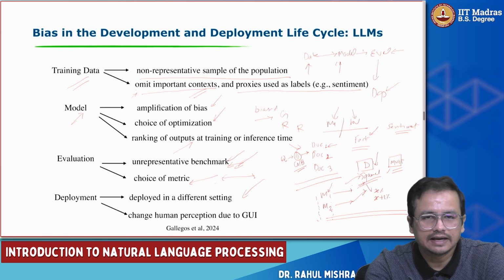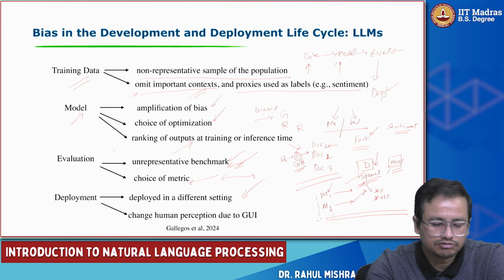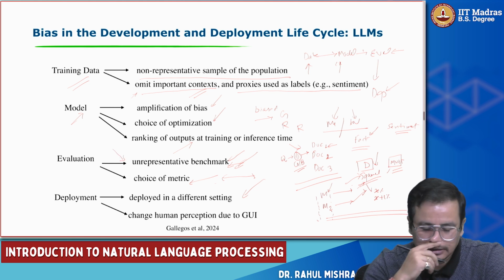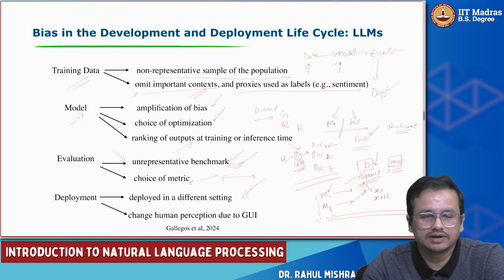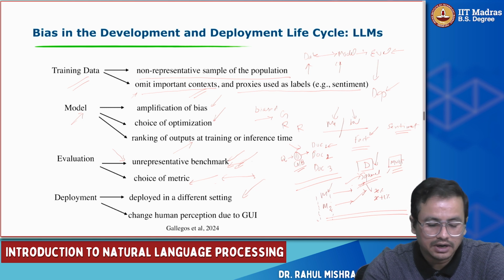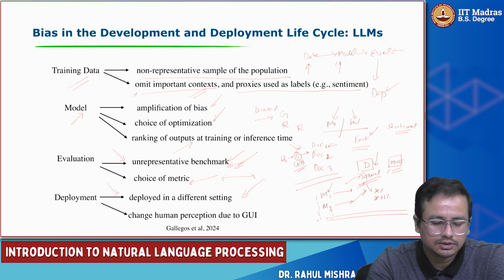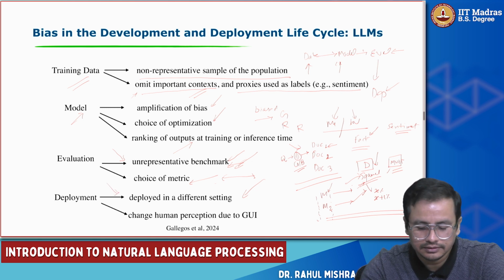Then at modeling time you were super proactive about not having biases, and in evaluation you were also super careful about not having biases in terms of metric or benchmark dataset. But at deployment also, biases can be added, right? So how can it be added?